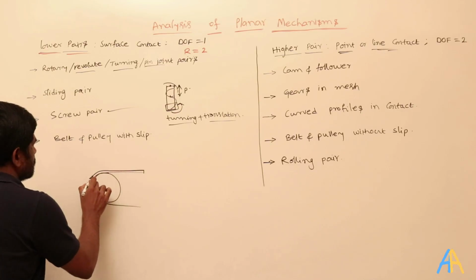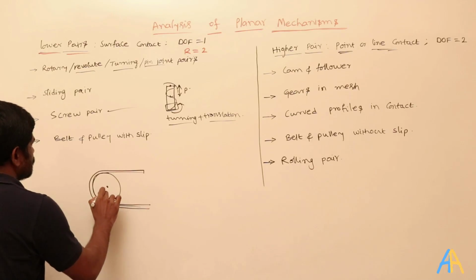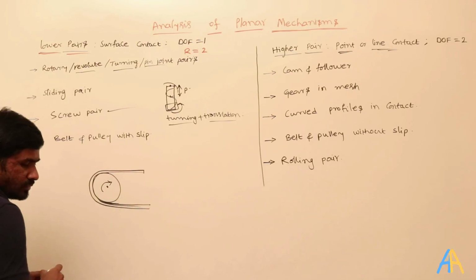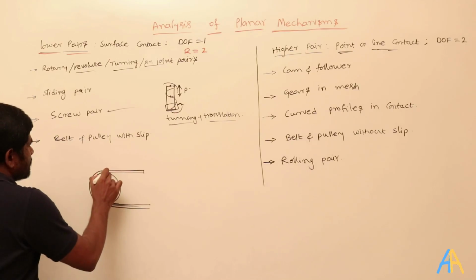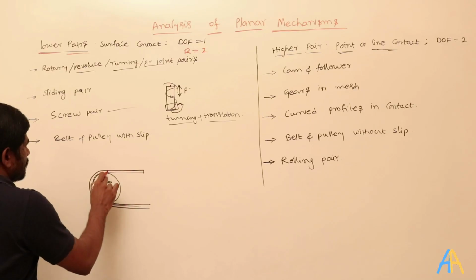I will take a somewhat thick belt like this. So what is happening when it is rotating? If there is a slip, initially we assume that there is no slip. When there is no slip, where exactly is the belt leaving? Here and then here. These are the contact points.